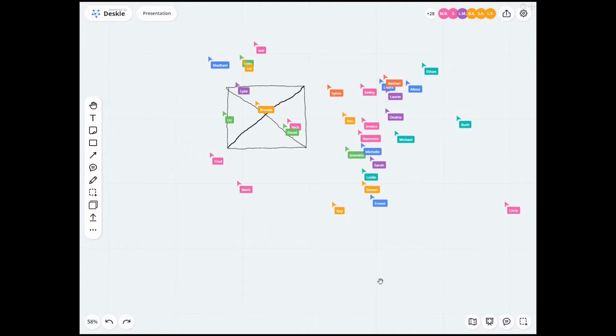Okay, Fred, do you want to go first, or should I go first? Yeah, I'll go first. Okay, I'm going to draw an arrow right there. Okay. All right, I'm going to go up here.